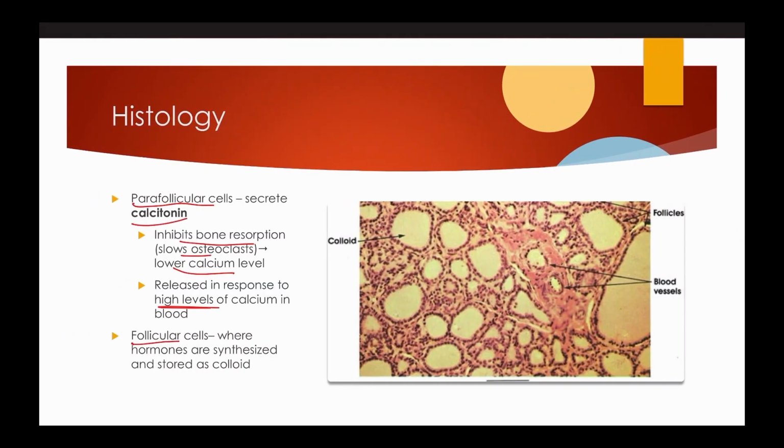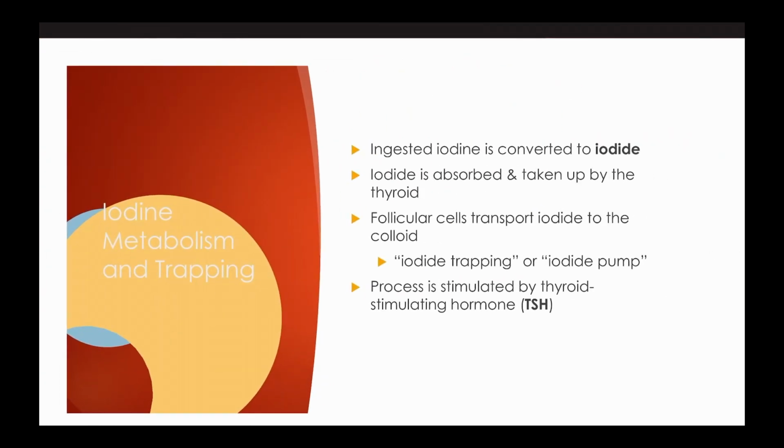We have our follicular cells, and that is where the hormones are synthesized and stored as colloid. So the colloid is just these empty spaces that store your T3 and T4. And that's really all we're talking about. We have to deal with iodine when it comes to the thyroid gland. It's the only gland that really uses iodine. We have to convert it to iodide.